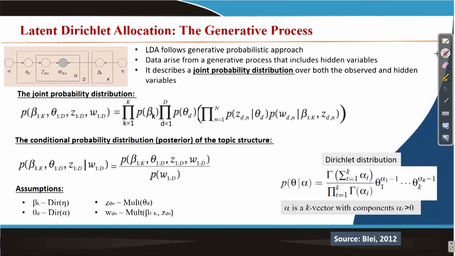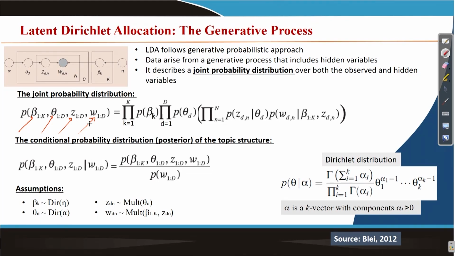You don't have to be worried about the equation, but please understand the meaning of this equation. You have already seen beta, that is k number of topics. You have seen theta, the proportion of topics in a document, and you have also seen z. Z is basically ZDN, that means in a document the word and the topic assignment. And then you have also seen W, which are the words of the documents W1 to WD. There are so many documents.